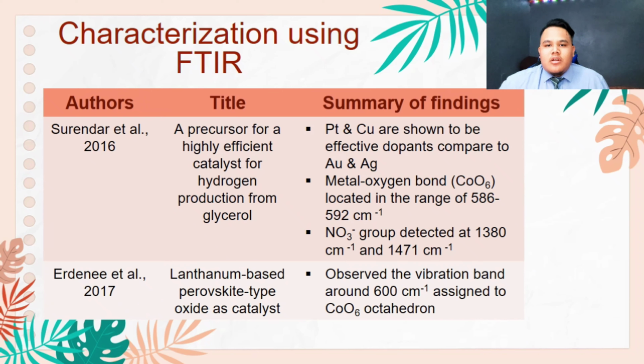A 2016 study with the title of a precursor for a highly efficient catalyst for hydrogen production from glycerol found that platinum and copper are shown to be more effective dopants compared to gold and silver. Then, the metal-oxygen bond of CoO6 is located in the range of 586 to 592 per centimeter, and the nitrate ion group is detected at 1318 per centimeter and 1471 per centimeter.